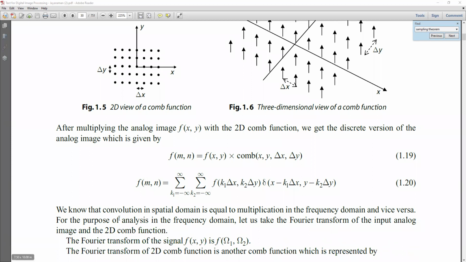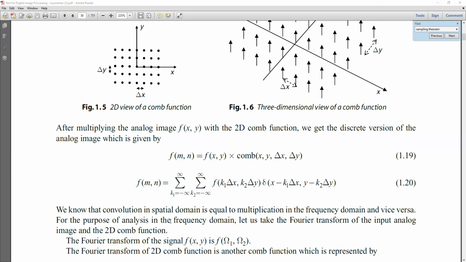So we know that convolution in the spatial domain is equal to multiplication in the frequency domain and vice versa. So for the purpose of analysis in the frequency domain, we will take the Fourier transform of the input analog image and the 2D comb function. Let's take the Fourier transform of this one and this one.